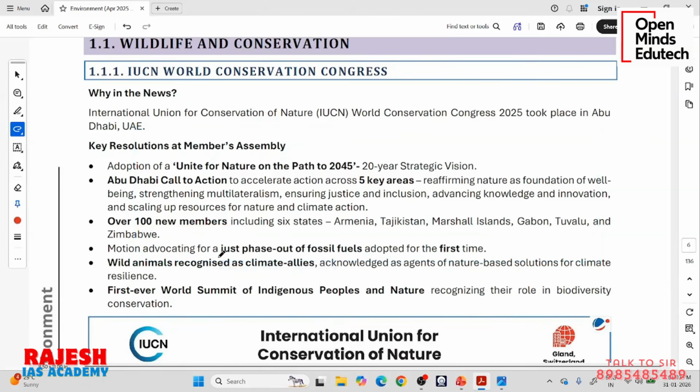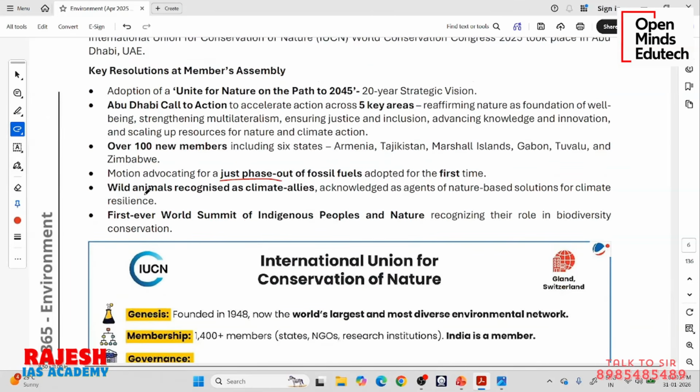So this motion advocated for a just phase out of fossil fuels. Then they have recognized wild animals as climate allies, like the example I have told, like bees. So we have honeybees and various types of bees which help in the pollination of many plants and flowers. So this is an example of how wild animals can help the climate. Okay.